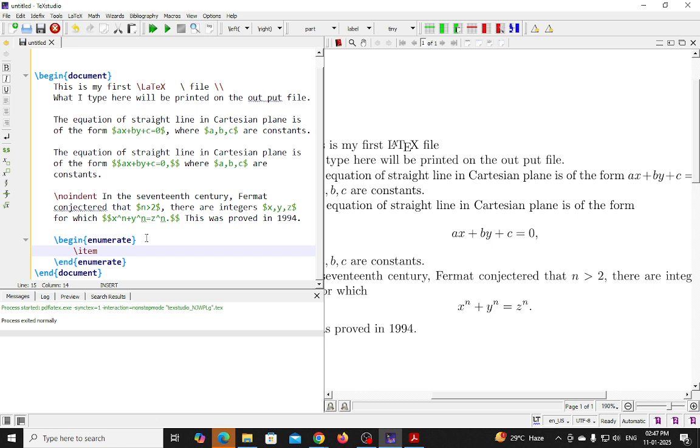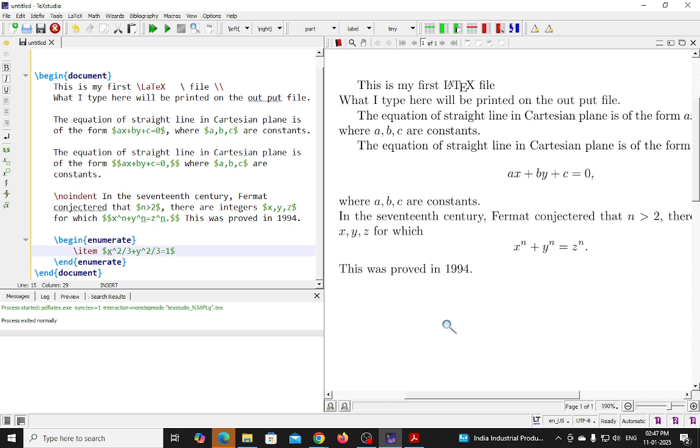I will try to type that equation. So the first one, enumerate, first item is there, first listing is there. Suppose I write, this is in math mode, that's why I have to put it in a bracket, x raised to 2 by 3, plus y raised to 2 by 3 is equal to 1. The math mode ended. Once again I will start with the dollar. Now I will compile, try to recognize the difference between what the equation is and what you are getting in the output.